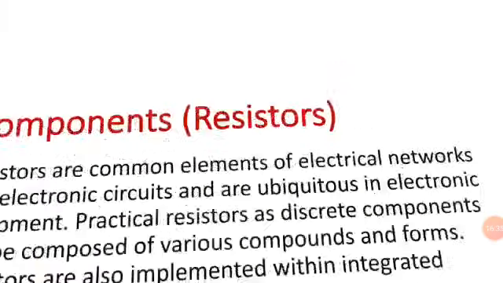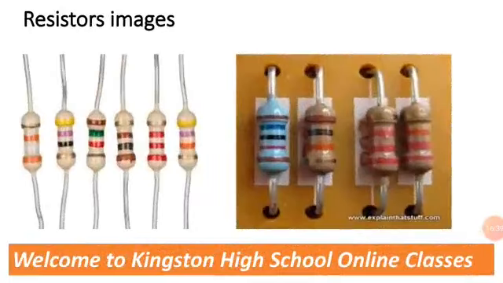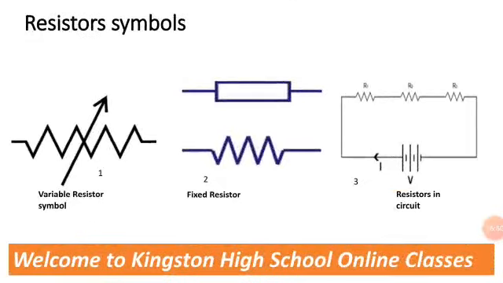Okay, so that is it. These are the pictures or images of a resistor. This is how we have the symbols: number one, symbol for variable resistor; number two, symbol for fixed resistor. You can see it so that whenever you see it in an exam, you'll be able to say it. Now, this is how it is represented in a complete circuit. This circuit has a battery, it has current, then it has three resistors there.